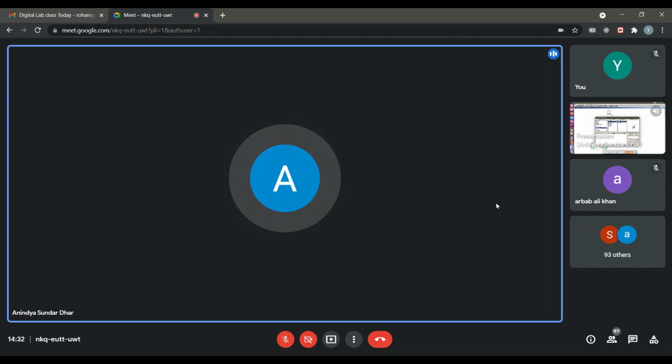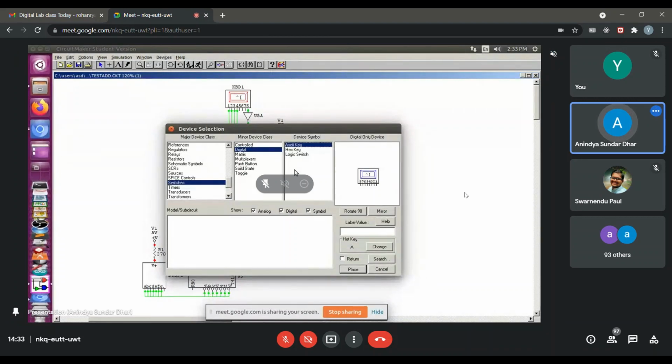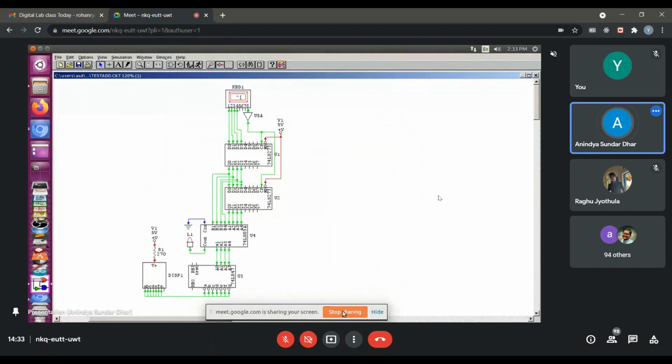Other than that, there is another thing also, what is called a hex. I think others can see still, right? So if you press any key on the keyboard, it will send the corresponding 7-bit code. I will come to that one, but right now let me stop sharing. The other people, I think, are having some problem.